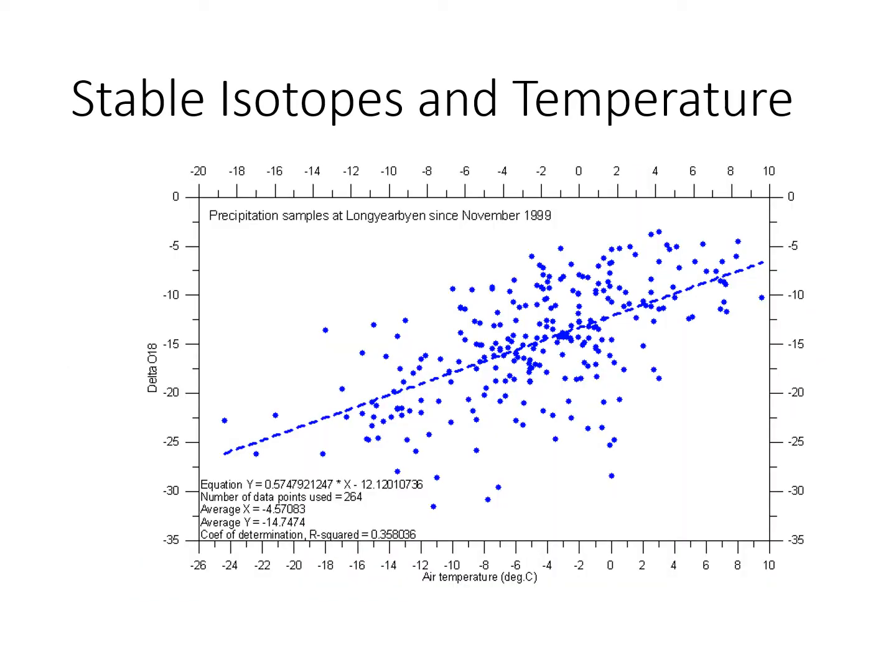Much data has been collected to determine the specific relationship between delta O18 and temperature. This is one example from Svalbard in the Arctic. This plot shows that delta O18, shown on the y-axis, is dependent on temperature, shown on the x-axis. The colder it is, the more negative delta O18 becomes. Because of this relationship, we can use delta O18 in ancient ice to tell us what global temperatures were in the past.